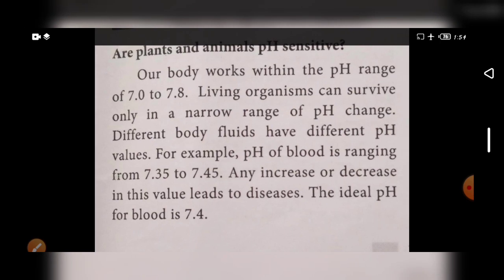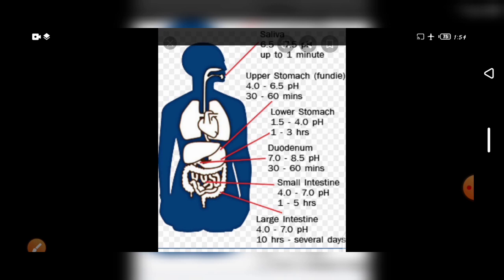Okay, next we go to the digestive system. See here, you know very well, each and every part has a pH value. Saliva has a pH value of 6.5 to 7.5. Upper stomach has a pH range of 4 to 6.5. Lower stomach has 1.5 to 4. Duodenum, each and every part has its pH range. They have given it only for the fluids. In our book they have given the fluids.